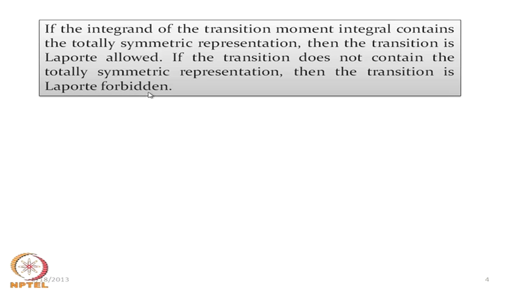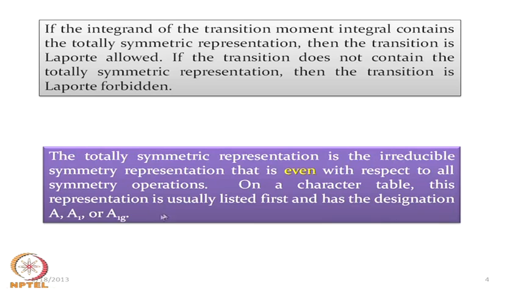So, symmetry as well as group theory plays an important role to identify these symmetric representations, which are either centrosymmetric or not symmetric with respect to the transition. The totally symmetric representation in the irreducible representations, that means this A type of representation, is even with respect to all symmetry operations.